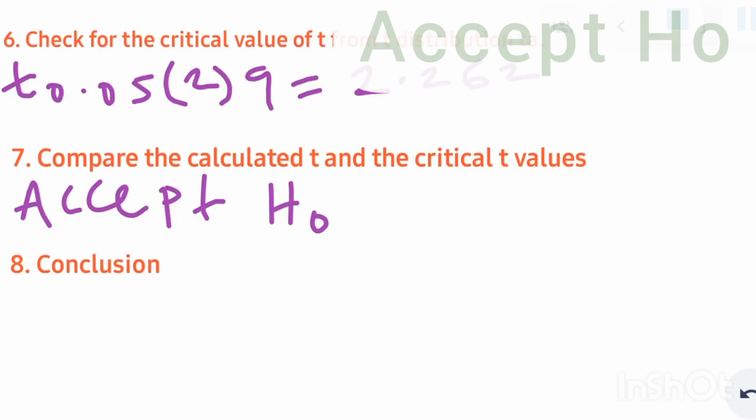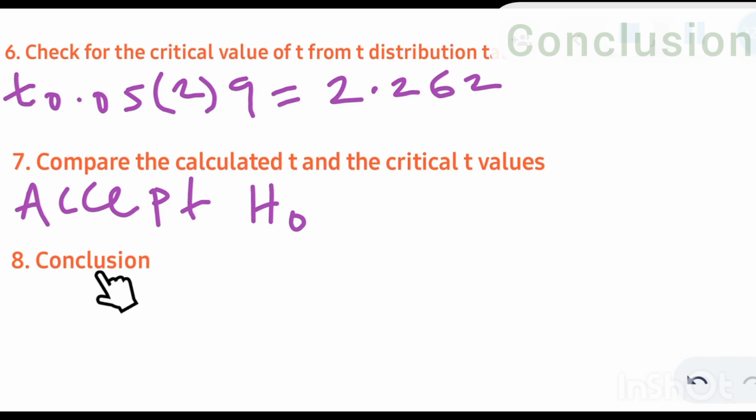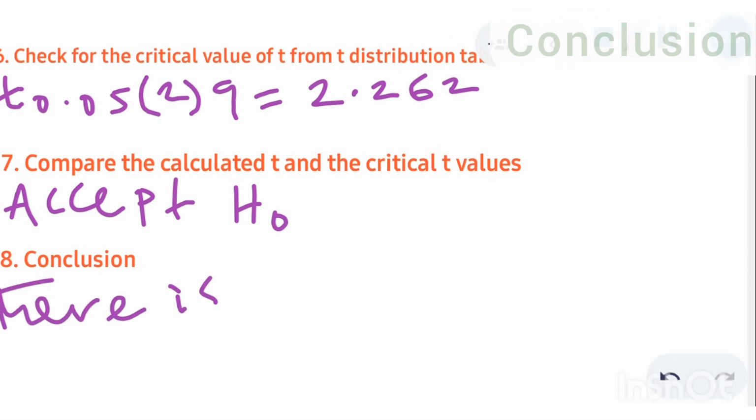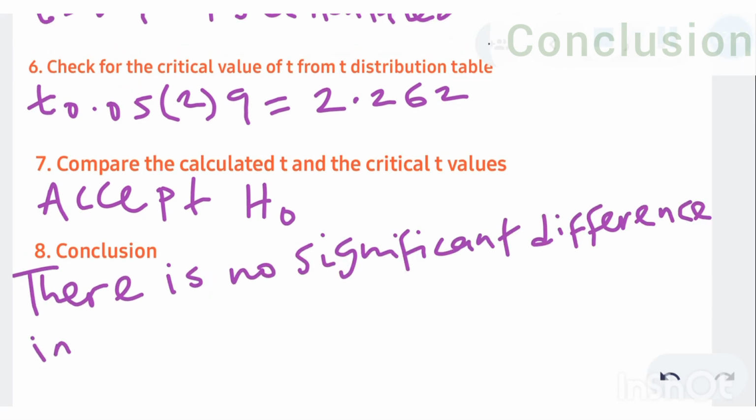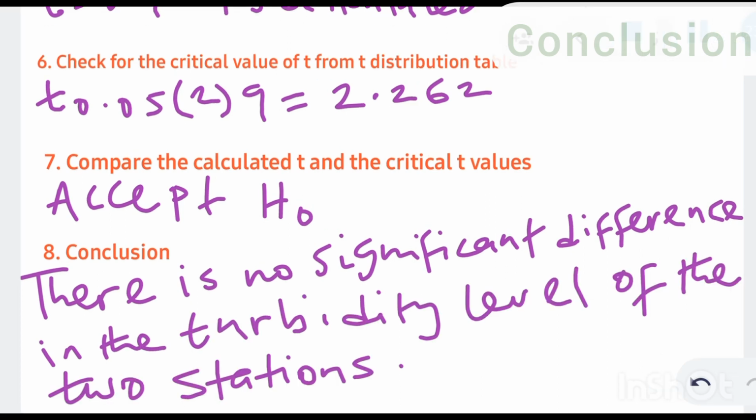And lastly, we are expected to draw a conclusion, based on the fact that we accepted the null. So the conclusion is that there is no significant difference in the turbidity level of the two stations. And so we've been able to test this hypothesis that there is no significant difference in the turbidity of the two stations of this river.